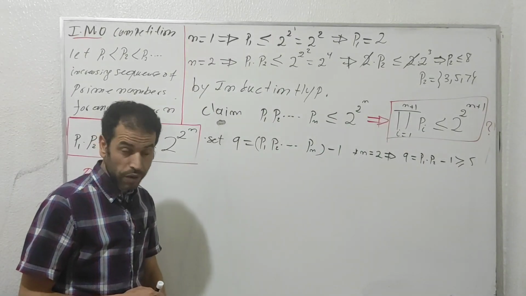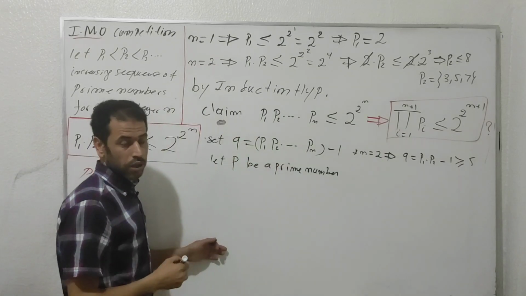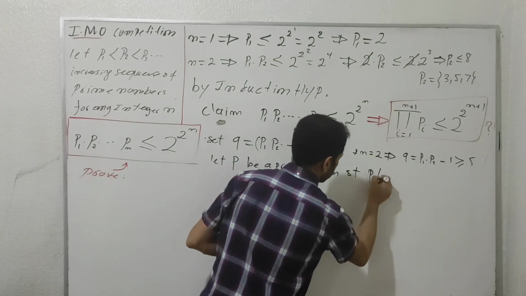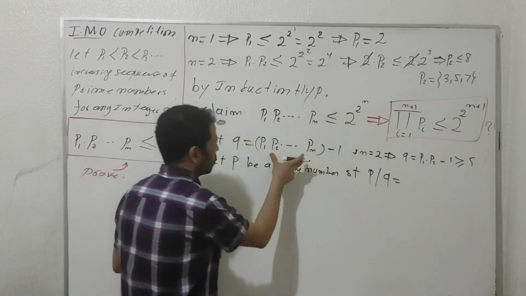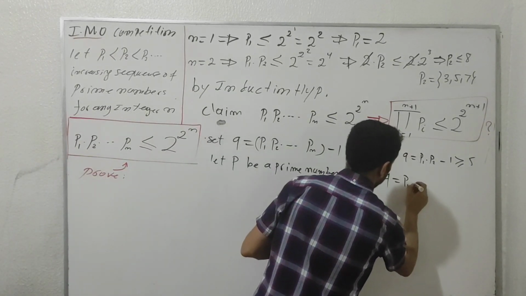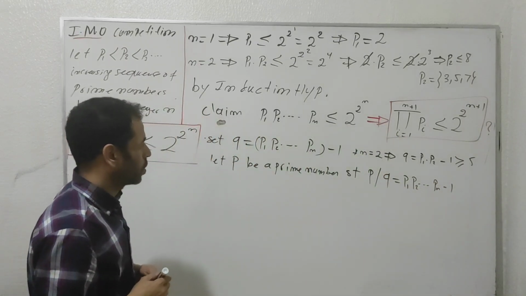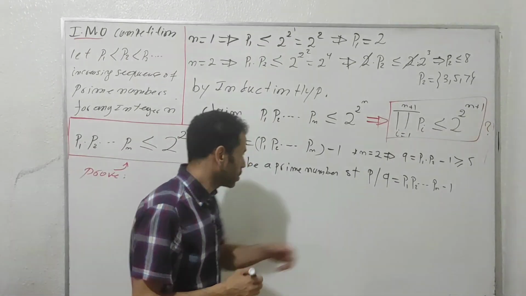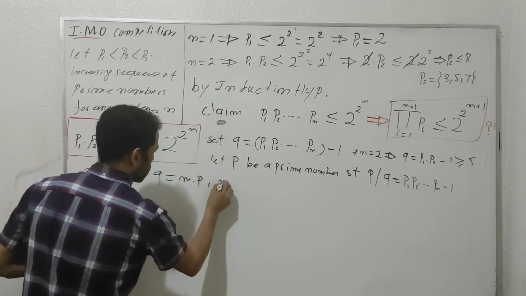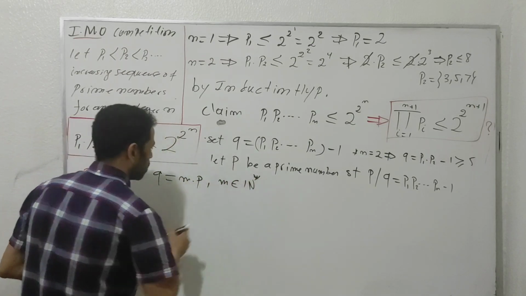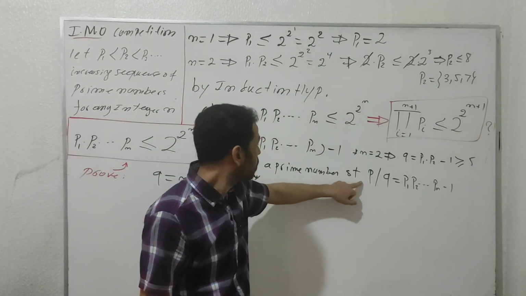I'm going to find another prime number. Let P be a prime number such that P divides Q. We know Q equals this product, P1, P2 and all the way down to Pn, minus 1. According to the divisibility statement, we have Q equals M multiplied by P, where M is some natural number. Our goal is to find the position of P. Where is P? We know P is a prime.